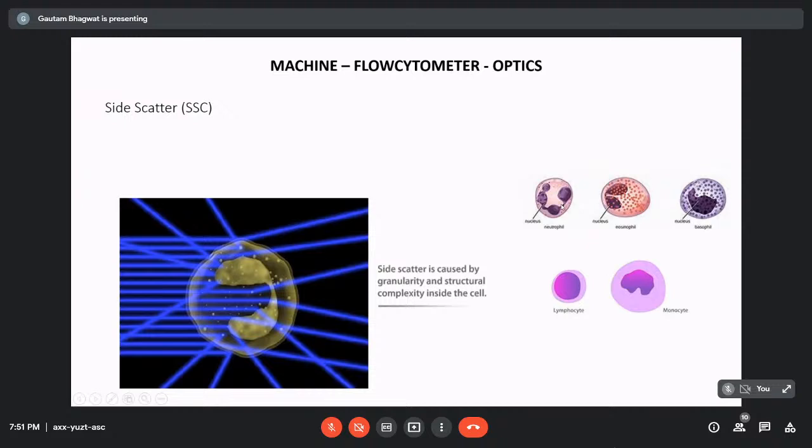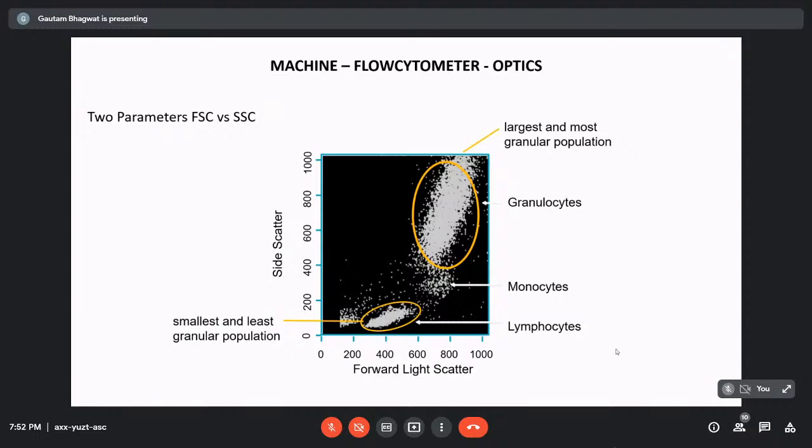Lymphocytes are the most simple cells. They are least complex. There are no granules, and monocytes are somewhere in between. So again, the lymphocytes would have the least side scatter, monocytes more than that, and neutrophils more than that. Eosinophils more than neutrophils. So this is our second parameter.